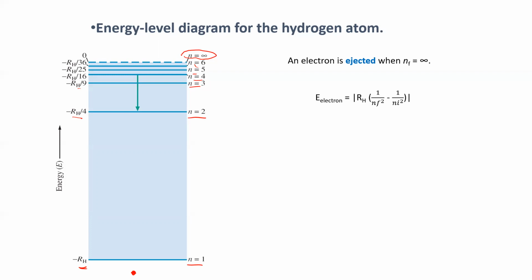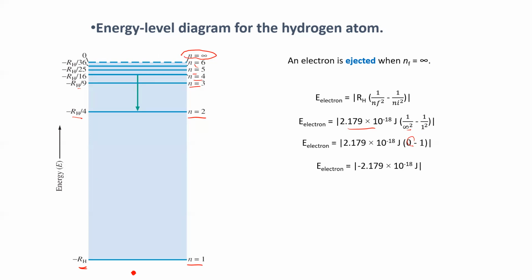So if we plug it into that equation that we just derived, and we're trying to figure out the energy of the electron, we put in Rydberg's constant, we put the final state infinity, 1 over infinity squared is approaching 0, so we put a 0. We get a negative 2.179 times 10 to the minus 18 joules. Take the absolute value. So to remove that electron would require that much energy. And that makes sense. So to remove an electron in the first energy level requires 2.18 times 10 to the minus 18 joules.